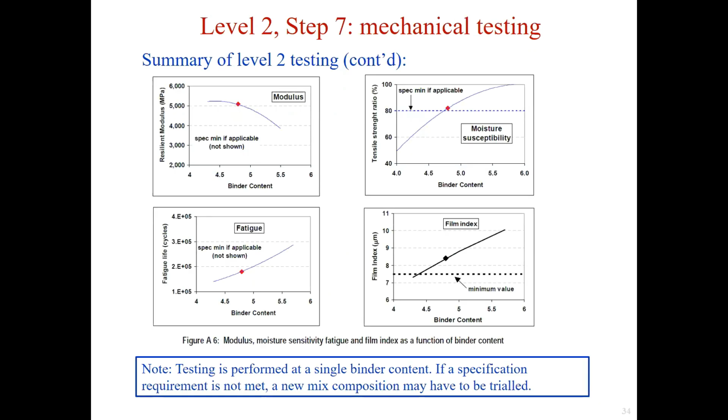The relationships of these properties with the binder content are shown in these figures. So we can see that the testing is performed at a single trial binder content of 5%. If the requirement from the specification or guideline is not met, we could add or subtract 0.5% or 1% from the trial binder content and prepare a new mix until the requirement is properly met.